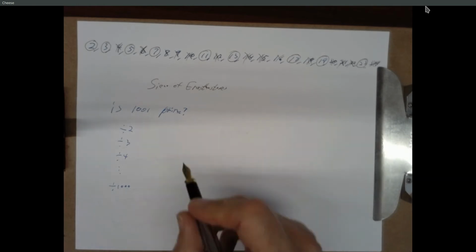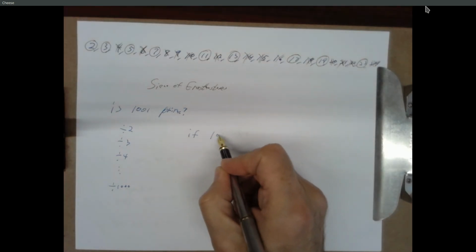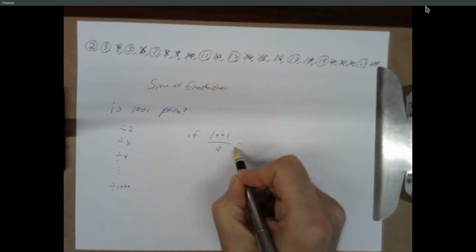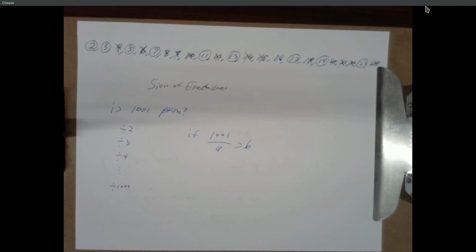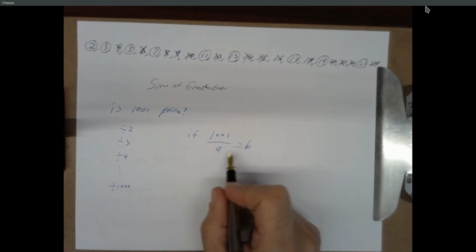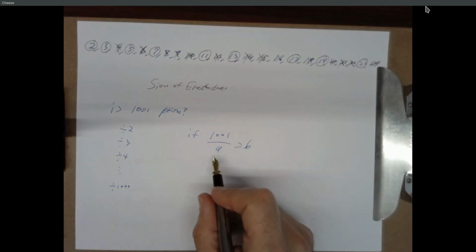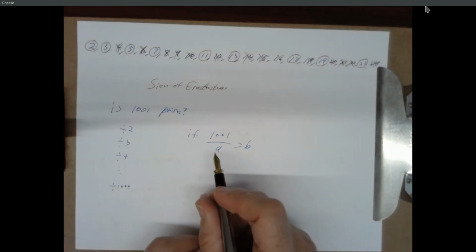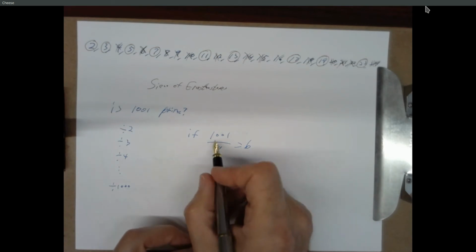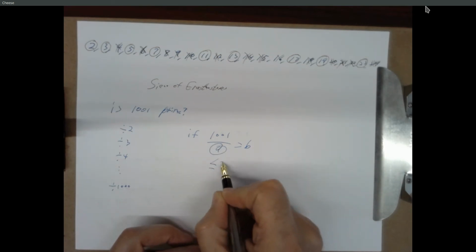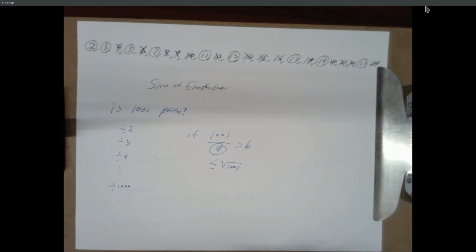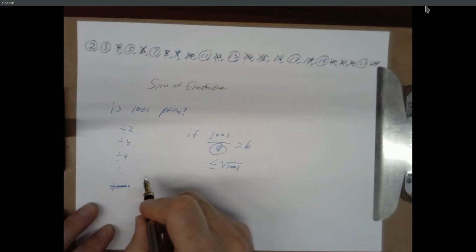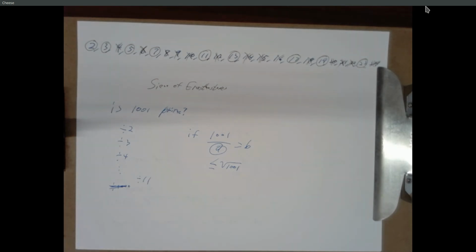Right. So if 1001 divided by A is equal to B, one of these has to be bigger than or equal to the square root. One of them has to be less than or equal to. If they're both bigger than the square root, then their product is bigger than 1001. So we only have to test factors up to and including the square root of our number. So we only have to go up to probably 11.